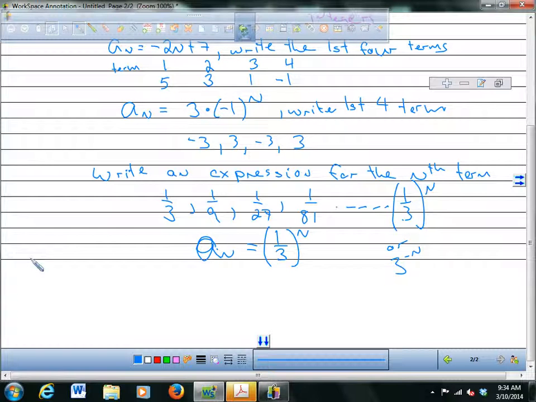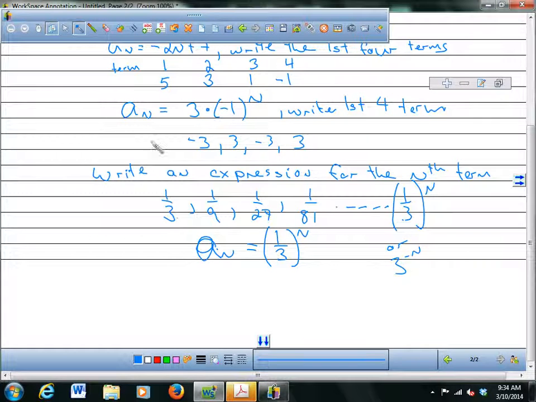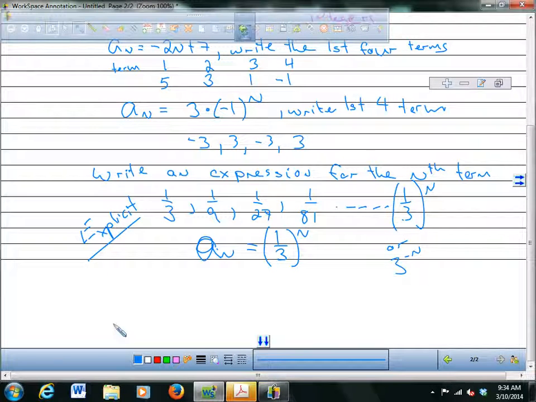Recursively defined sequence is kind of what. So these are called explicit. This is explicit. Explicit doesn't mean it has bad words in it or anything like that. Explicit means that if you want the 100th term, you just plug in a number for n and you get the 100th term.